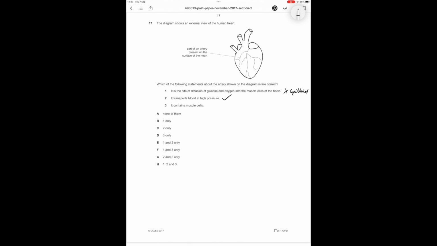3. It contains muscle cells. Yep. Arteries have muscle cells in the muscular wall. So therefore only statements 2 and 3 are correct, and the correct answer option is G.